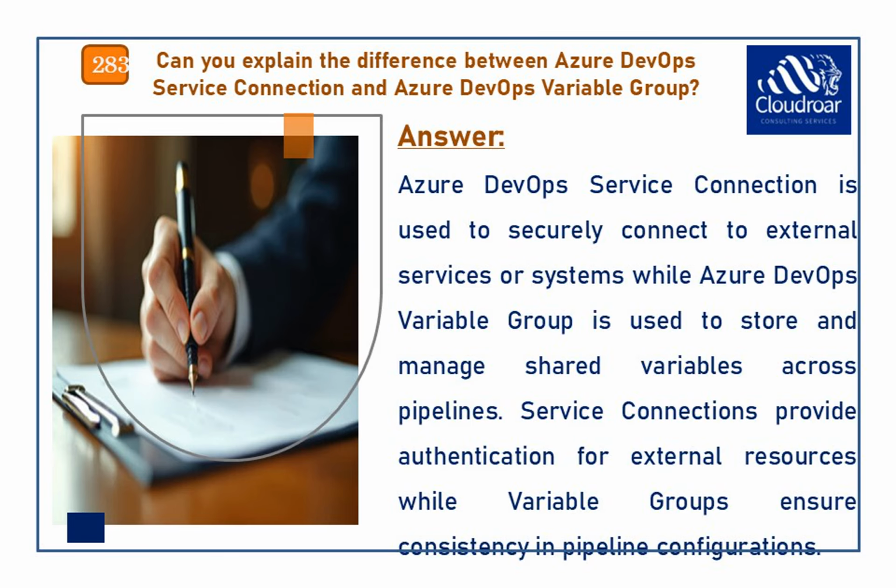Question 283. Can you explain the difference between Azure DevOps Service Connection and Azure DevOps Variable Group? Azure DevOps Service Connection is used to securely connect to external services or systems, while Azure DevOps Variable Group is used to store and manage shared variables across pipelines. Service connections provide authentication for external resources, while variable groups ensure consistency in pipeline configurations.